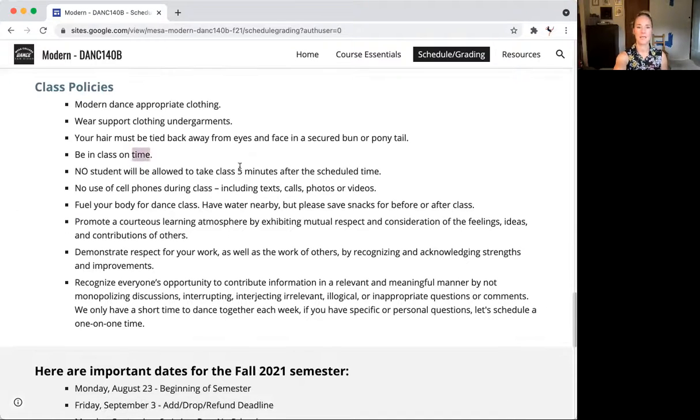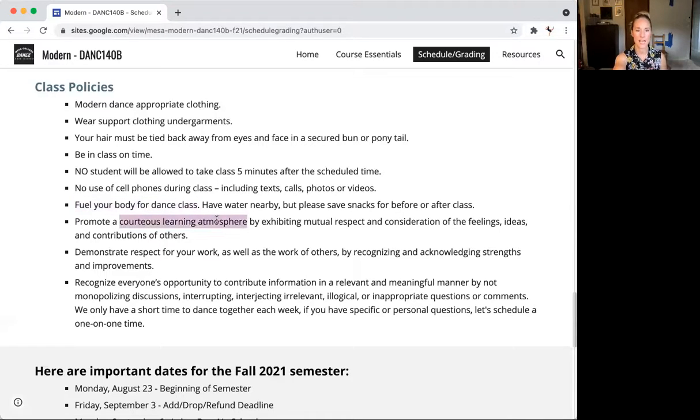Okay. Again, be on time. Dance classes have a really specific warm-up situation for the safety of the dancer. So be on time. Okay, no cell phones. Fuel your body before dance class. You want to make sure that you're eating breakfast, that you're taking snacks, lots of water, hydrating. And because your body needs that energy to function at its highest level.